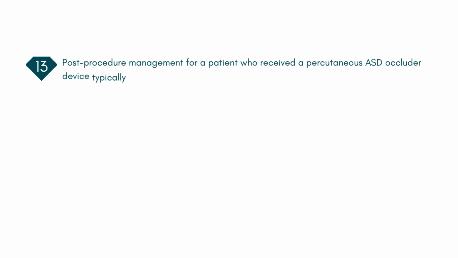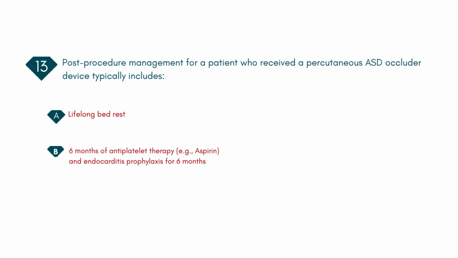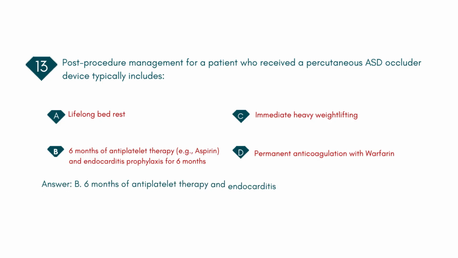Post-procedure management for a patient who received a percutaneous ASD occluder device typically includes: A. Lifelong bed rest. B. 6 months of antiplatelet therapy, e.g., aspirin, and endocarditis prophylaxis for 6 months. C. Immediate heavy weightlifting. D. Permanent anticoagulation with warfarin. Answer: B. 6 months of antiplatelet therapy and endocarditis prophylaxis for 6 months, until the device is endothelialized.